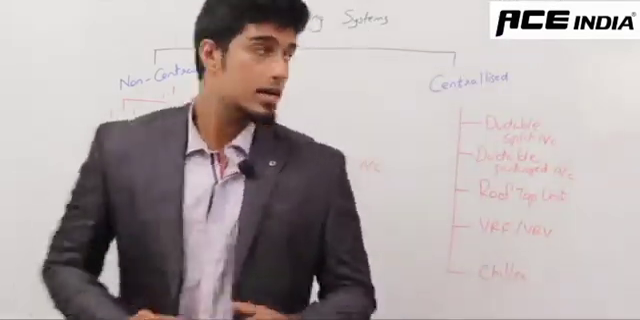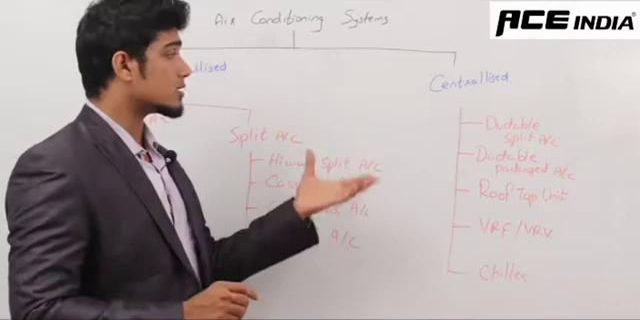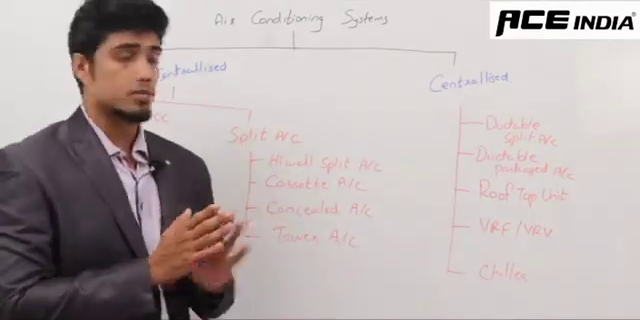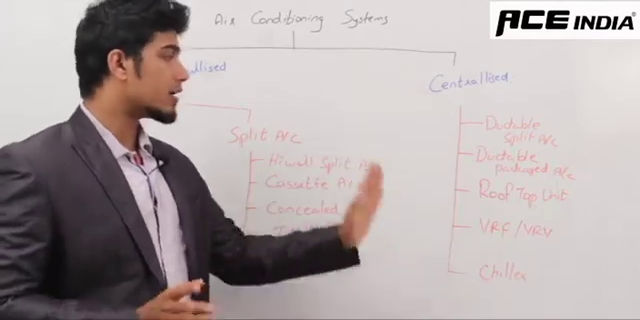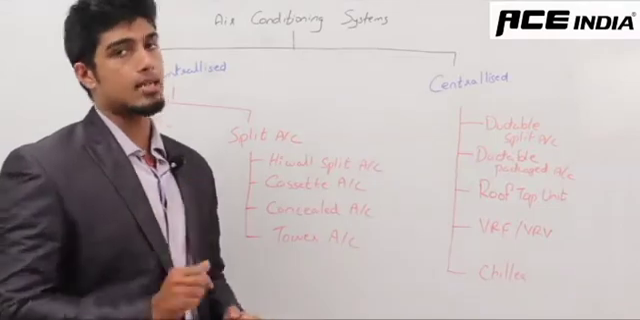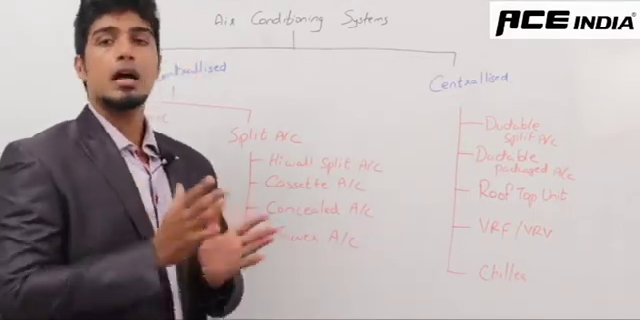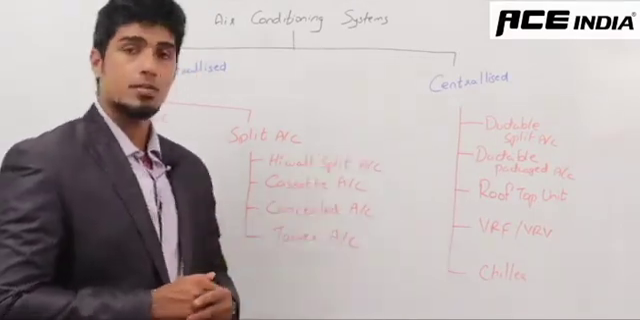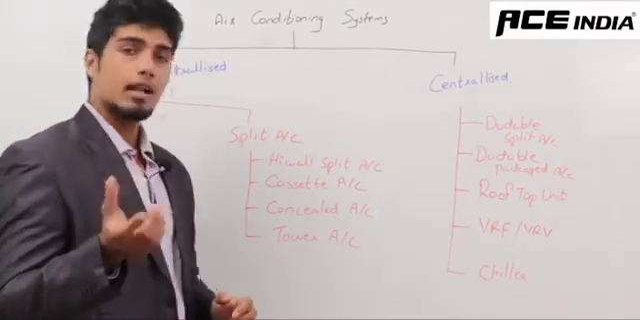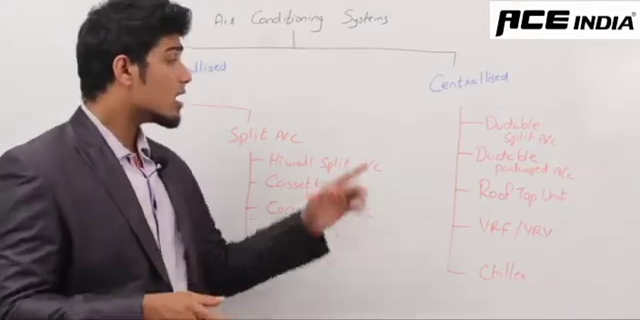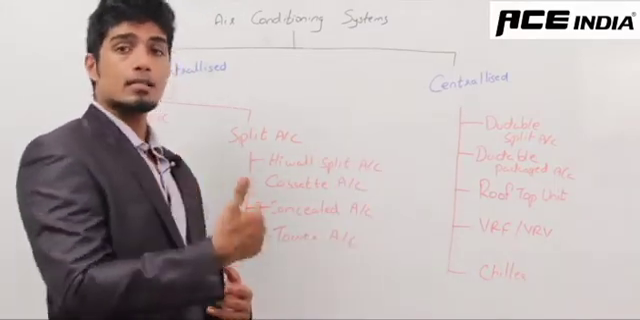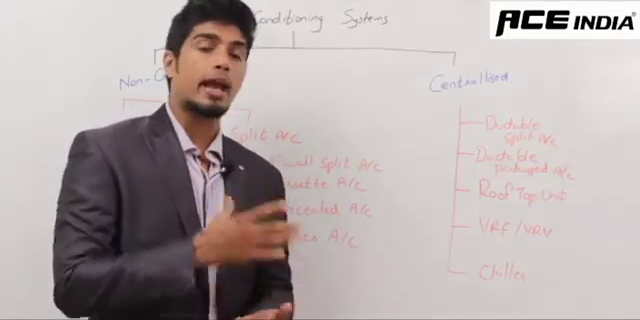Then we'll move into centralized systems. A centralized system is much more complicated, and probably much bigger, compared to non-centralized systems. A centralized system can be classified into basically five systems. The first one is a ductable split AC. It's one of the very common and very simple centralized systems. It will have a main indoor unit and a main outdoor unit. The indoor unit will have its own controls or thermostats through which we can control the entire space, for which we have provided ducting, which is used for air distribution.